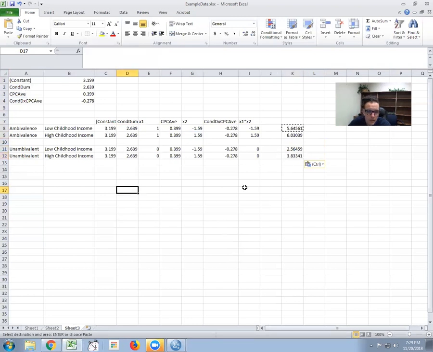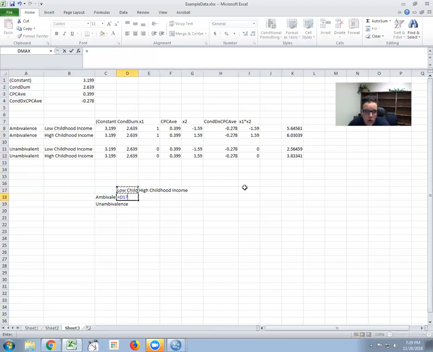I'm going to begin the basis for my line graph. So low childhood income, high childhood income, in the ambivalence condition, and in the unambivalent. Yeah, the spelling is terrible. Leave me alone. So then we just fill in the values.